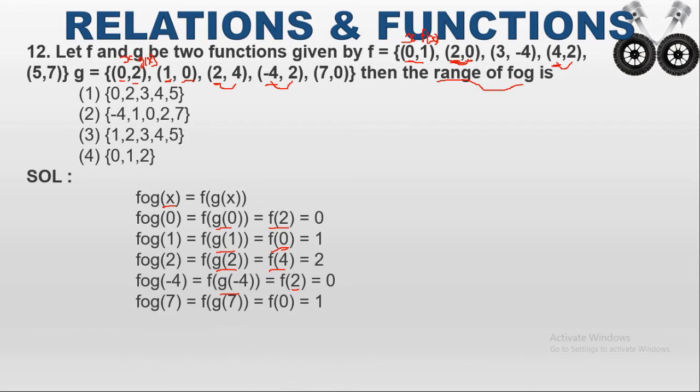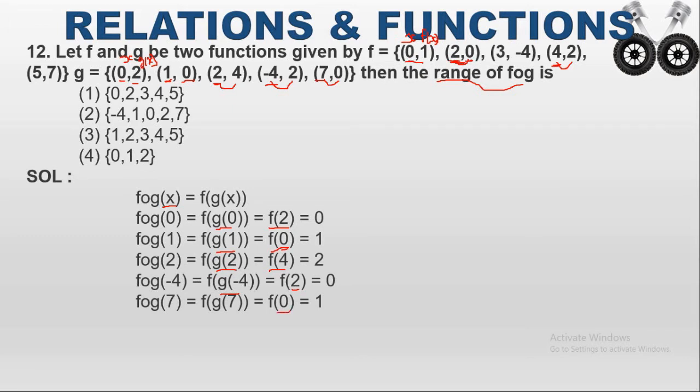Next one is f composition g. That is the last ordered pair in the function g. Here the input is 7. So f of g of 7. What is the output for 7? The output for 7 is 0. So instead of g of 7, I can write 0.